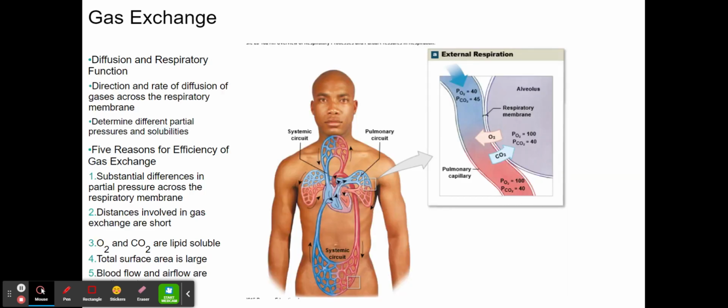The gas law is applied to the diffusion of oxygen, carbon dioxide, and nitrogen between a gas and a liquid. We'll now consider how differing partial pressures and solubilities determine the direction and rate of diffusion across the respiratory membrane that separates the air within the alveoli from the blood in the alveolar capillaries.